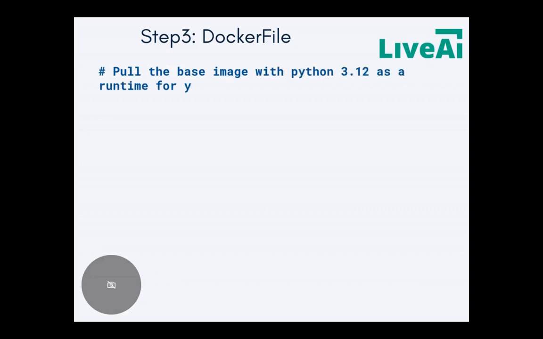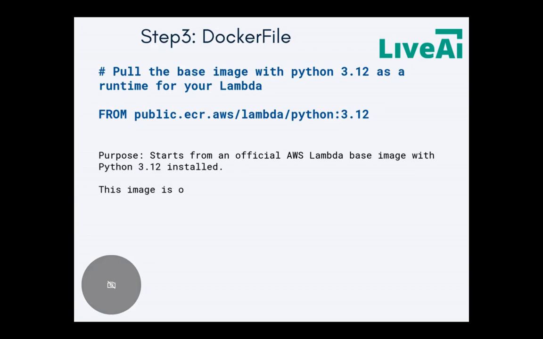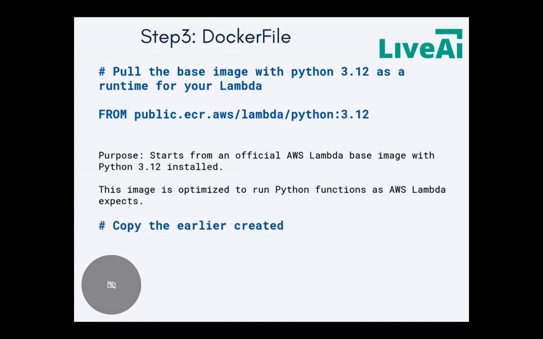So pull the base image with Python 3.12 as a runtime for your Lambda. This will pull all those libraries along with PyTorch. The purpose is to start from an official AWS Lambda base image with Python 3.12 installed. This image is optimized to run Python functions as AWS Lambda expects. So it's best to use AWS's official Python image for this case.